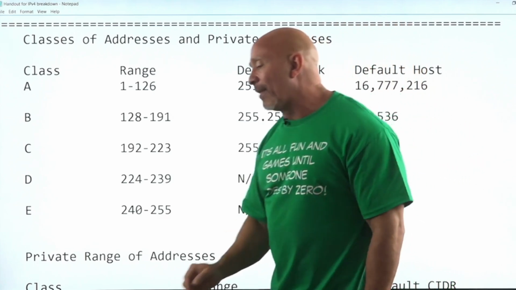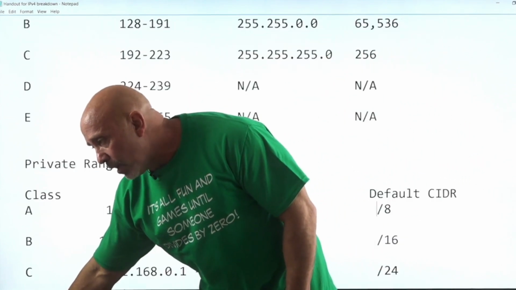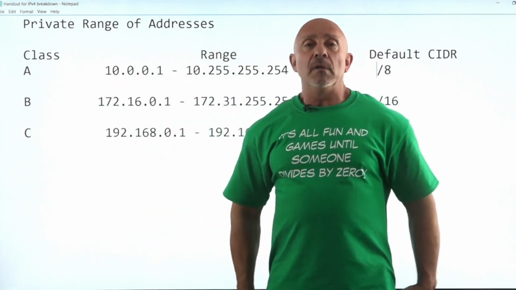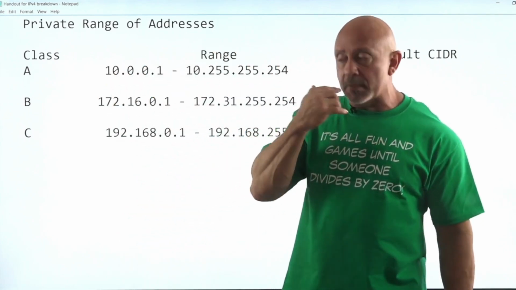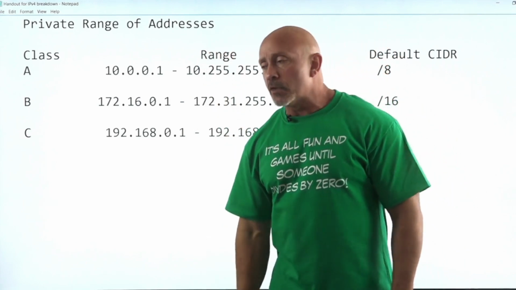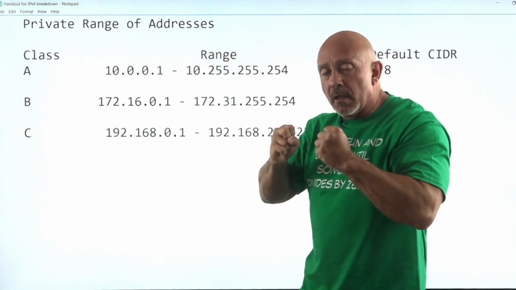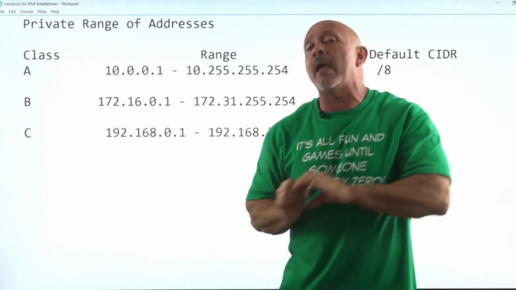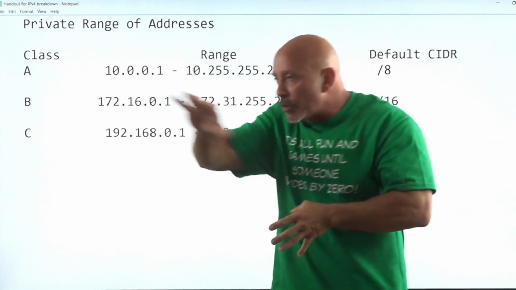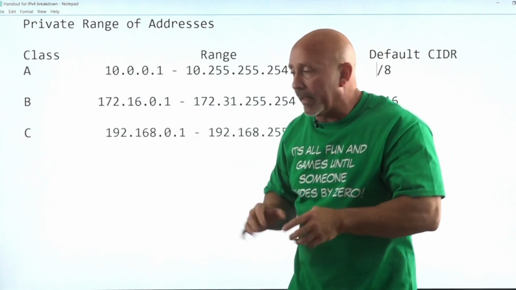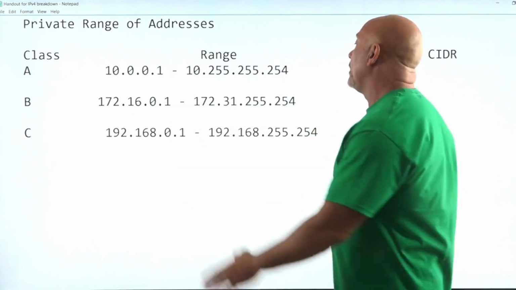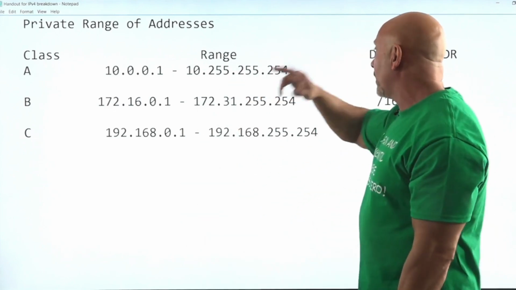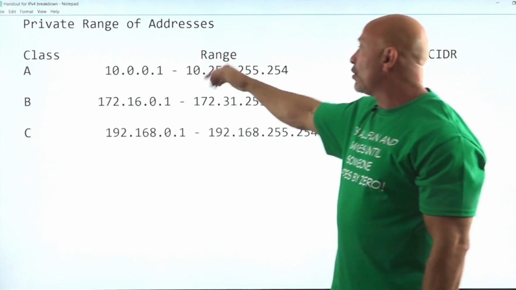Now we're going to get into the private range. So the powers that be said, whoa, we're wasting public IPv4 addresses. So we're going to take out a chunk of the first 3 classes, and we're going to make them private, meaning they can't get on the internet with these addresses. They can use them internally in their network. So they say, okay, we're going to take the whole Class A, all 16 million addresses, and they can do whatever they want internally using that.